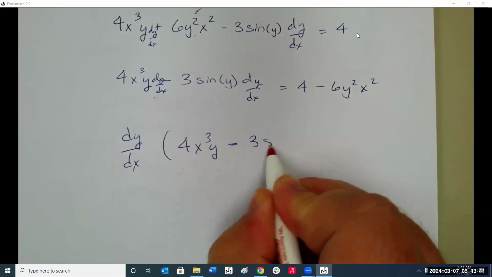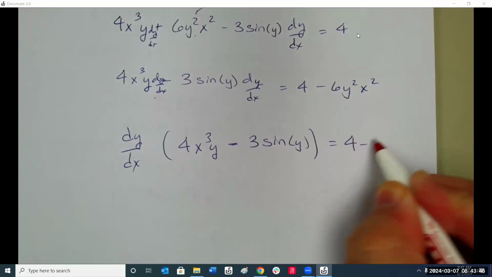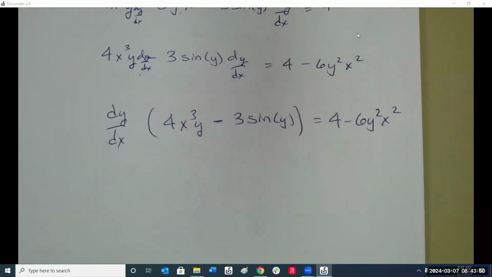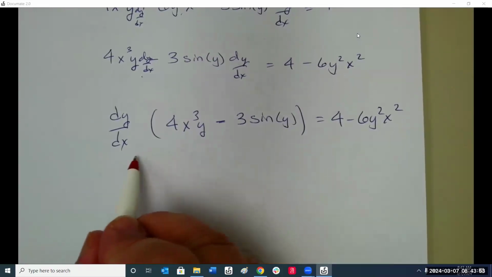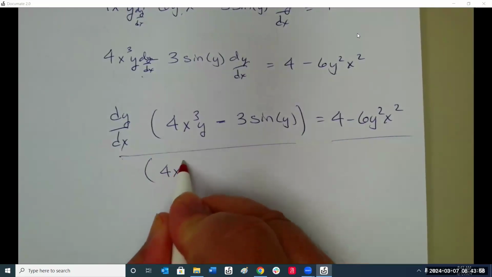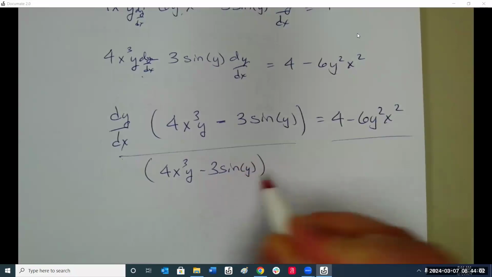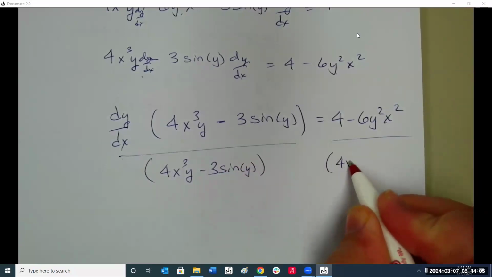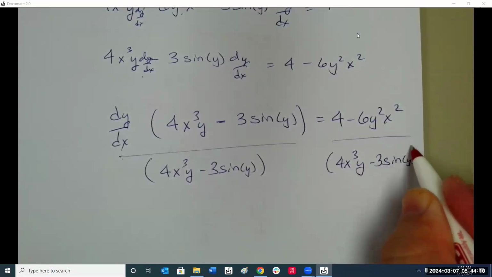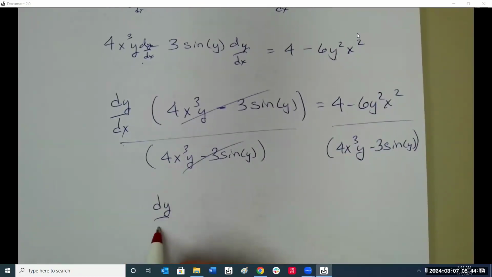Minus 3 sine y. And the last step. Divide both sides by 4x cubed y minus 3 sine y. So there's my derivative.